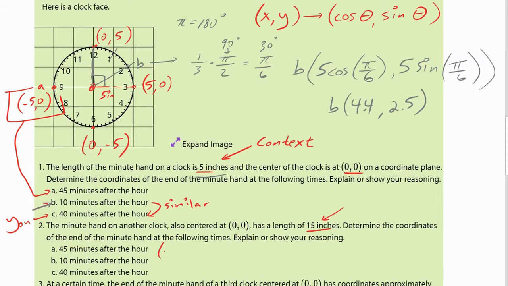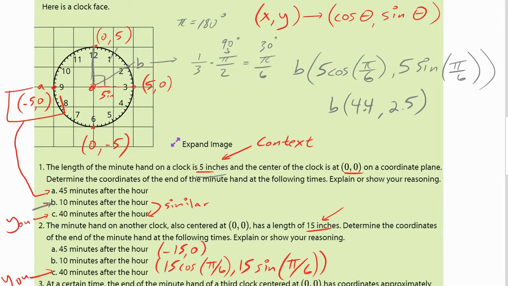So instead of negative 5 comma 0, it's going to be negative 15 comma 0. Instead of 5 cosine pi over 6, it's going to be 15 cosine pi over 6 comma 15 sine of pi over 6. So notice they're just applying the scale factor. You go ahead and do C, okay? And I want you to know it's going to be very, very similar to number 1C, except your scale factor is going to get changed. So go ahead and do that one.